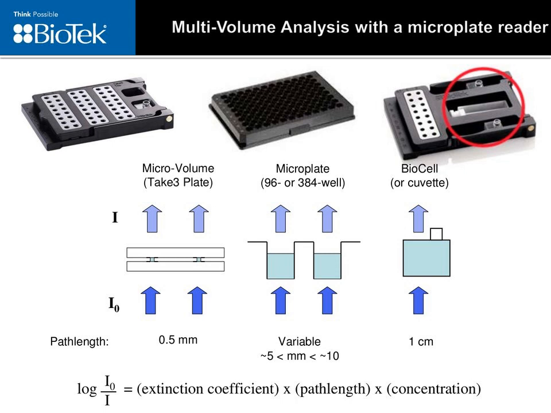Once Gen 5 has determined the path length, that value can be used to normalize measurements to 1 centimeter path length values for use in accordance with the Beer-Lambert law. I'll discuss both the Beer-Lambert law and the basis of the automated path length correction in more detail in just a moment.